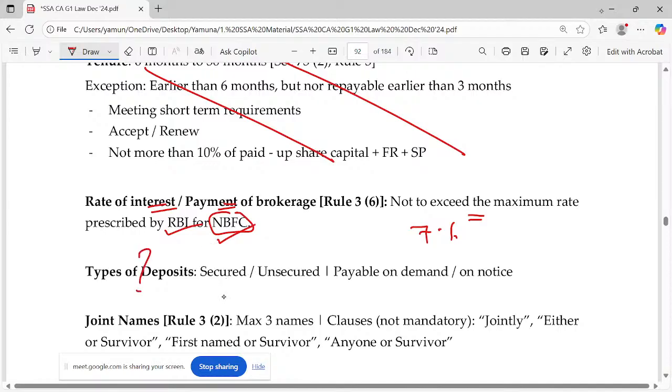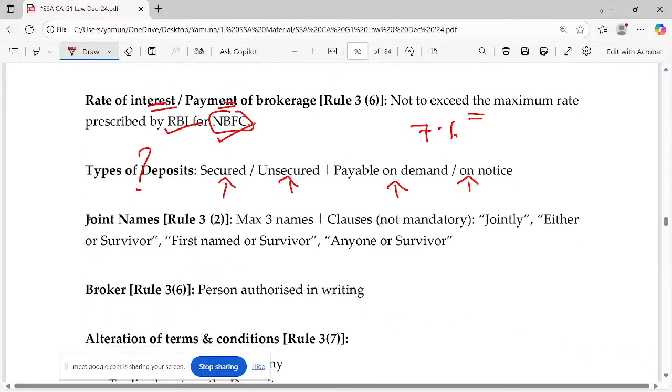Types of deposits can be secured or unsecured, payable on demand or payable on notice. What do you mean by payable on demand and notice? Probably you might be aware, but still I'm trying to recall. Payable on demand means that if you go and ask, it is given immediately. Payable on notice means you have to give a notice first, and only then can you get the money.